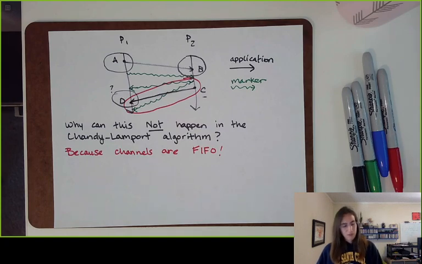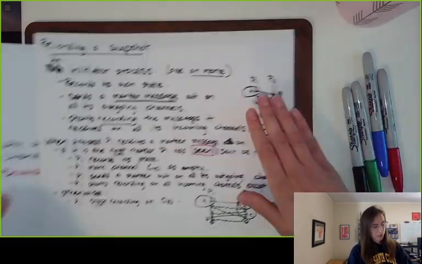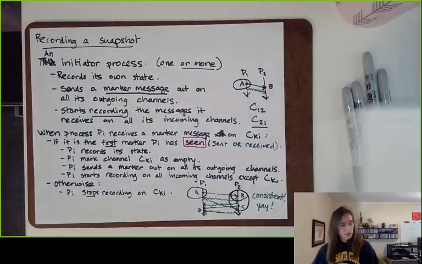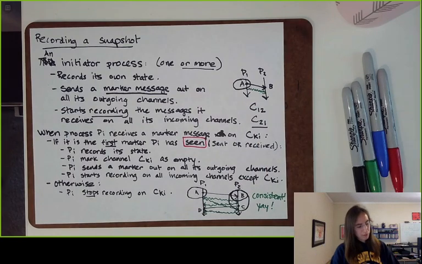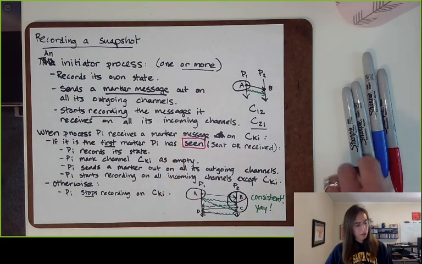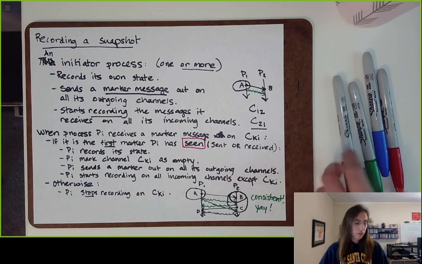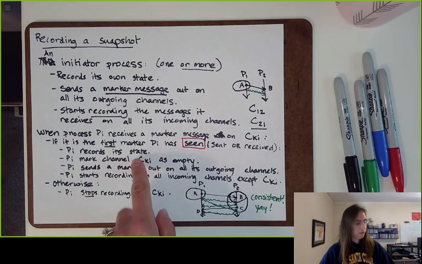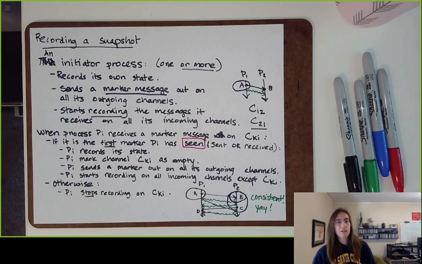Yeah, so if you go back to our outline of what the algorithm does here, when you get a marker message, you record your state. So everything that had happened previously encompasses your state. All the events that have occurred on that process up to that point count as its state.